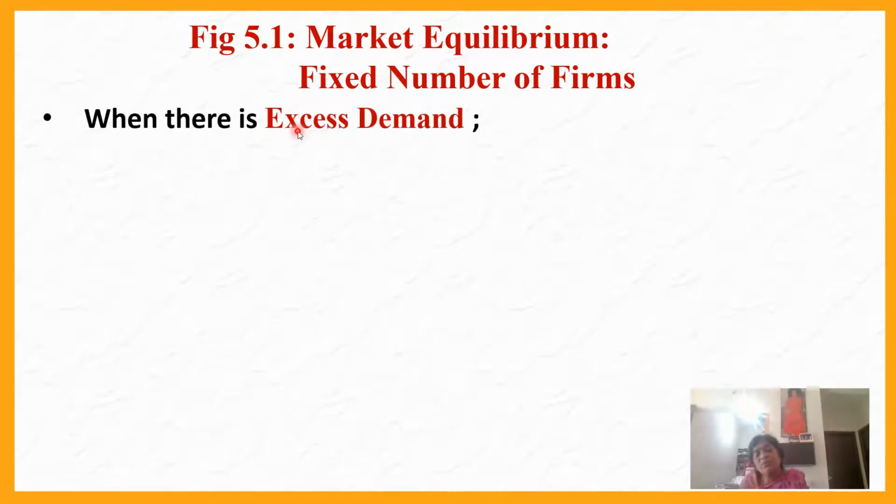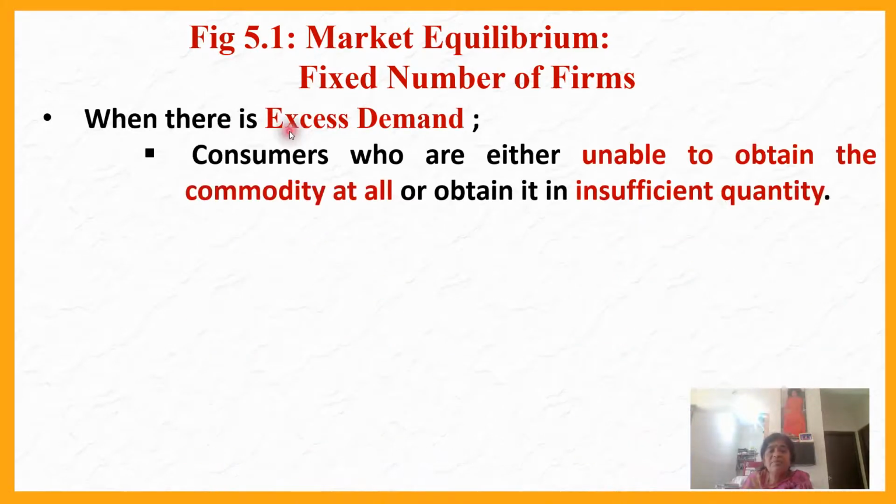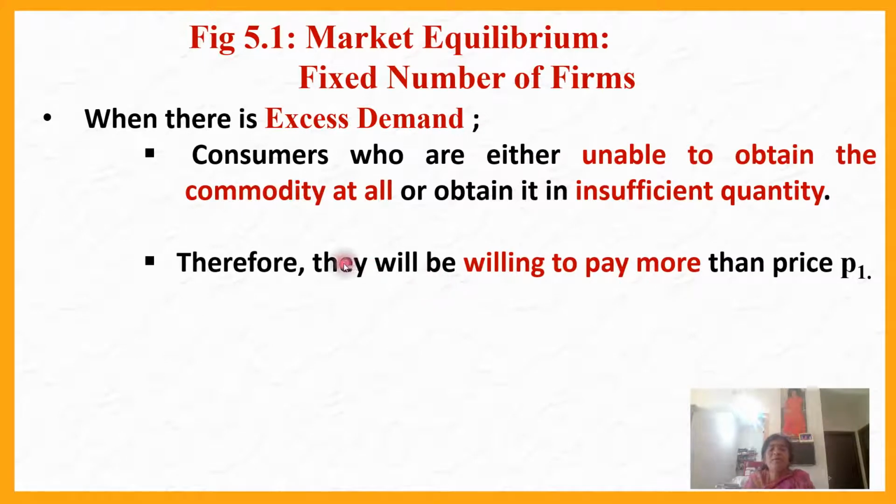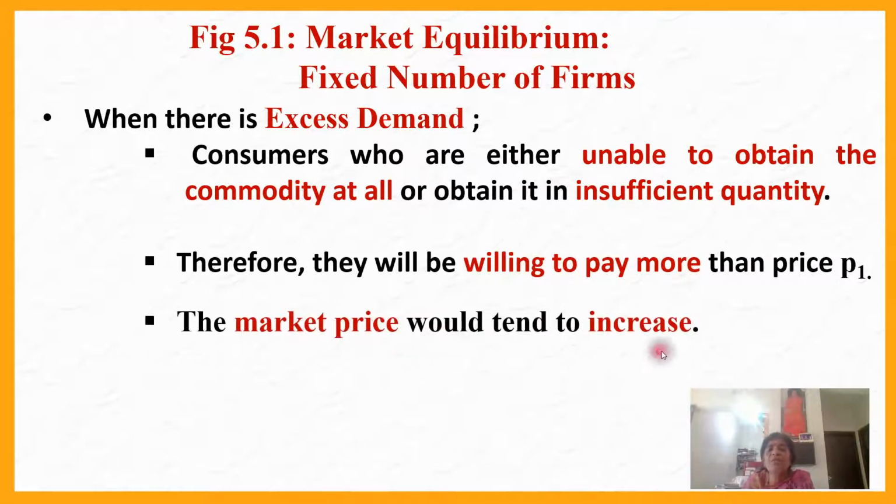Now, when there is excess demand, what will happen? I have already explained that the consumers will compete with each other. Why? Consumers are either unable to obtain the commodity at all or obtain it insufficiently, insufficient in quantity. Then what will happen? They will be willing to pay more than price P1. This is how the black market arises in the market. In a black market situation, people will tend to pay more than the market price P1. And the market price would tend to increase. Where will it increase? Back to the equilibrium price P star.